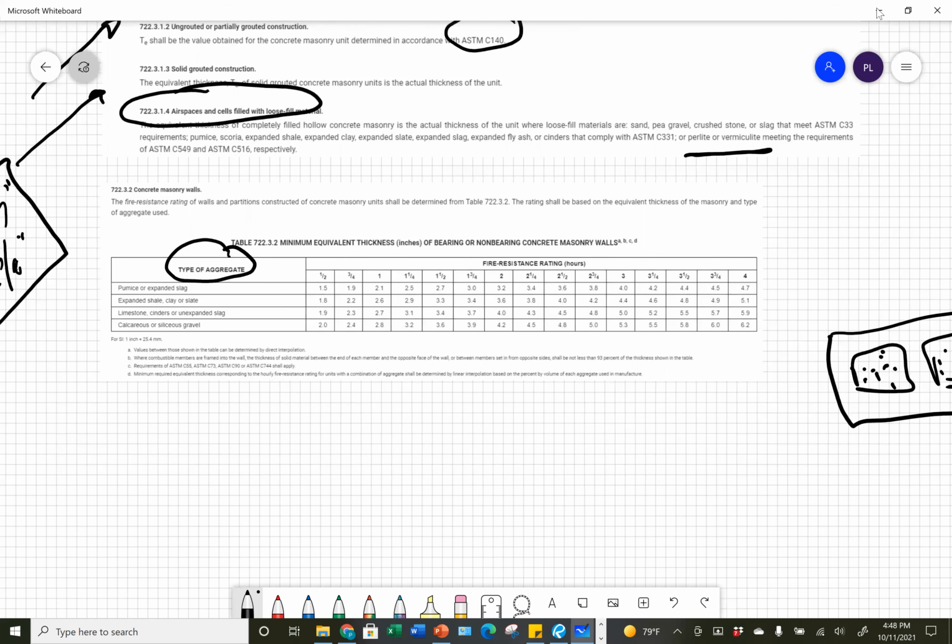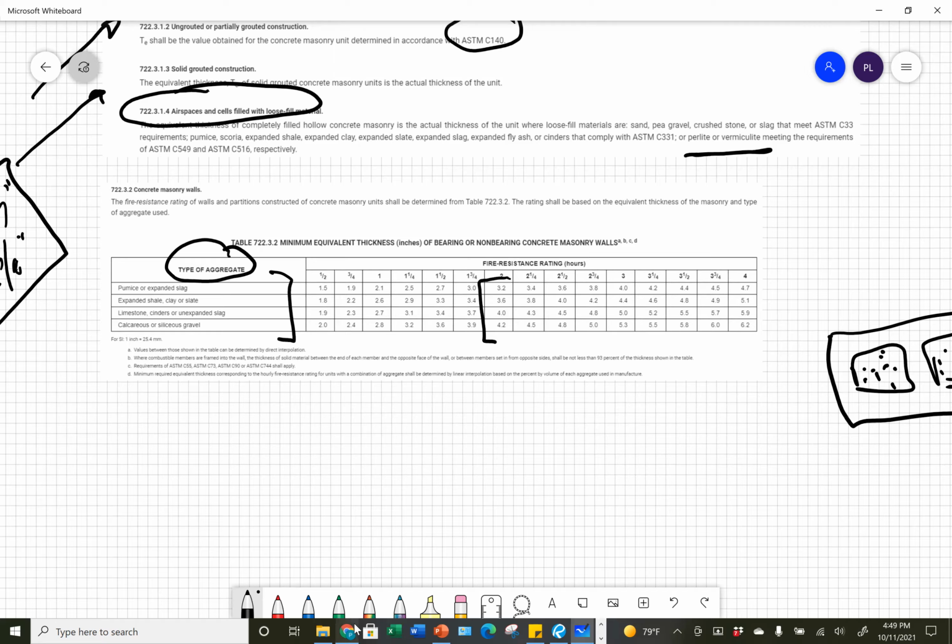For this example, if we are looking for a 2-hour fire rating, we are looking for an equivalent thickness value of either 3.2 or all the way up to 4.2 inches, depending on the type of aggregate used. Most of our producers are going to have different mix designs which incorporate these different types of aggregates, and so they should be able to provide you with a fire resistance rating for their units.